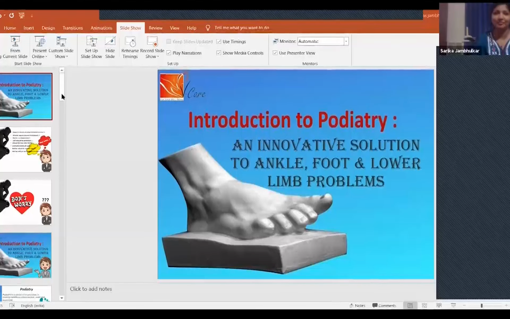Everyone. Today mainly we are going to have a look at the introduction to podiatry, and how you can use this in your regular practice.